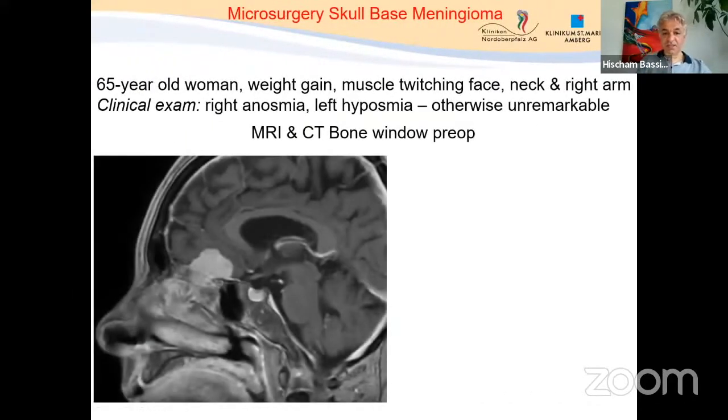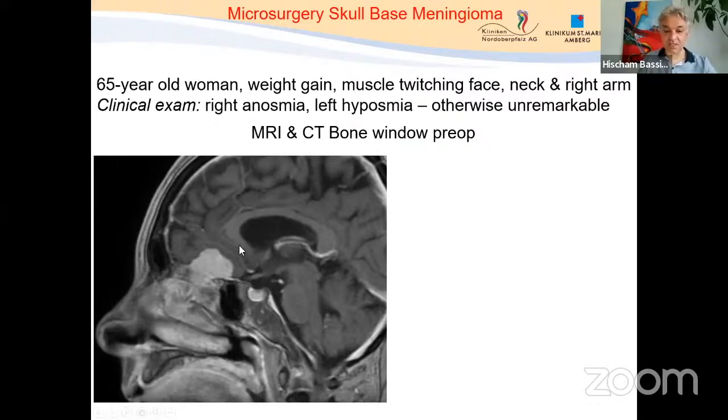So this is another example. So I'm showing you different examples with different approaches, but also some more information which I think is very important. This is a 65-year-old woman. She had weight gain, muscle twitching in the face, neck, and right arm, which are not related to the tumor, I thought, at least. But on clinical examination, there was right anosmia and left hyposmia. Otherwise, the examination was unremarkable.